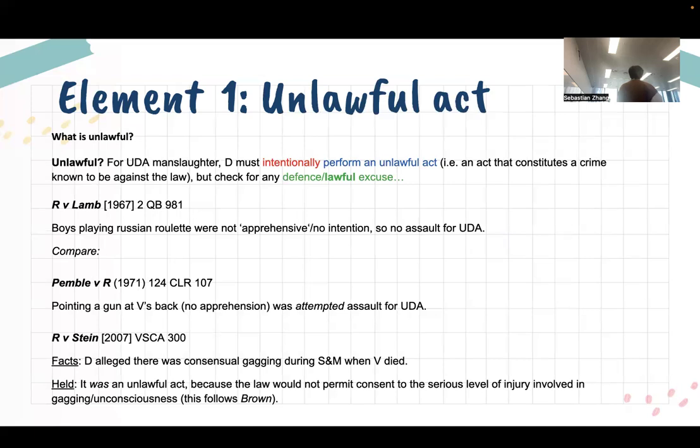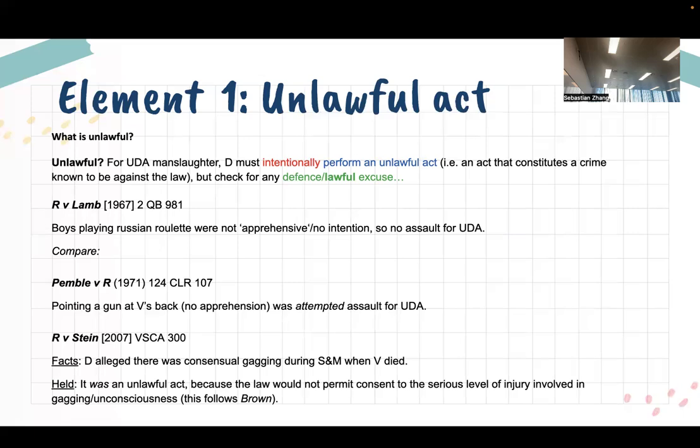Here are just some case law that help you define what is unlawful. Okay, so sometimes your examiners like to do this thing called argument by analogy, or argument with comparison to the facts. So in the case of Lamb, the boys playing Russian roulette had no apprehension and no intention, so there was no assault for UDA. So if you see some people in a casino playing roulette or this kind of thing, and there was no apprehension, there was no UDA, there's no unlawful act in that case.